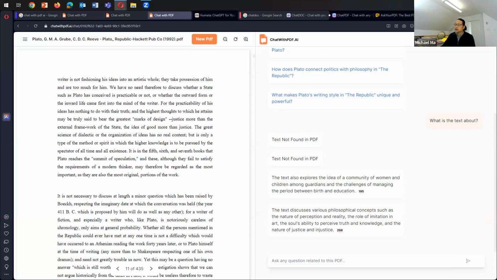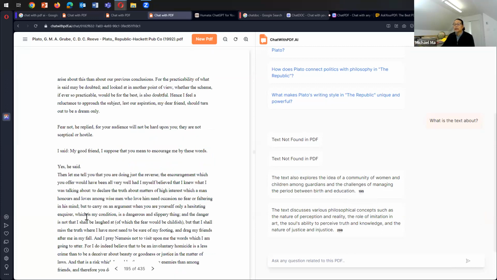The text explores the idea of a community of women and children among guardians and the challenges of managing the period between birth and education. Page 195. Oh, okay, that's interesting. Let's go there. Where does it say that? Oh, I see, there is the talk about that. But here, the text discusses various philosophical concepts. This is much better. The text discusses various philosophical concepts such as the nature of perception and reality, the role and imitation in art, and the soul's ability to perceive truth and knowledge, and the nature of justice and injustice.